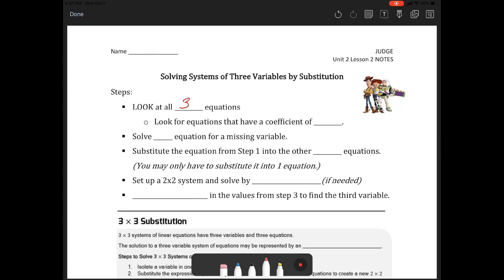So we're going to look at all 3 equations. You're going to look for equations that have a coefficient of 1. This is going to make your life a lot easier. You're going to solve one equation for a missing variable. Then you're going to substitute from step 1 into the other 2 equations. You may only have to substitute into one equation. It just kind of depends. Then you're going to set up a 2 by 2 system and solve by elimination if needed. And then last, you're going to substitute in the values from step 3 to find the third variable.